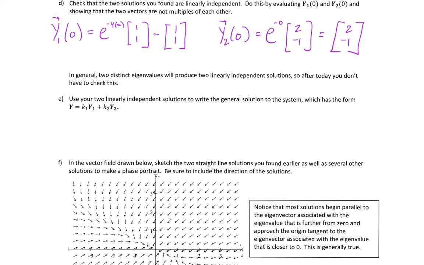In general, when you have two distinct eigenvalues, two different eigenvalues, they will produce two linearly independent solutions. So after today, I won't have you check this linear independence. Okay, now we're going to use our two linearly independent solutions to write the general solution to the system. So my general solution is going to be y equals k1 times y1, and y1 was e to the negative 4t times (1, 1), plus k2 times y2, and y2 is e to the negative t times (2, -1).